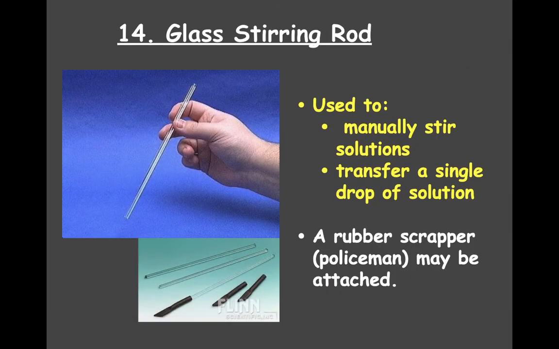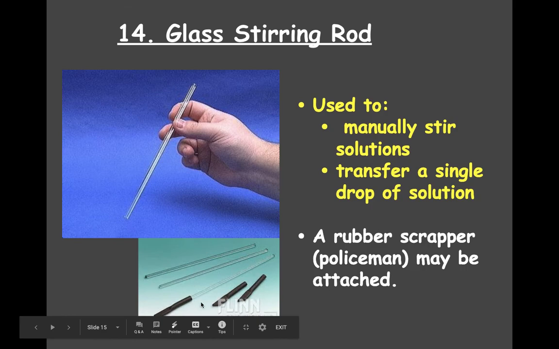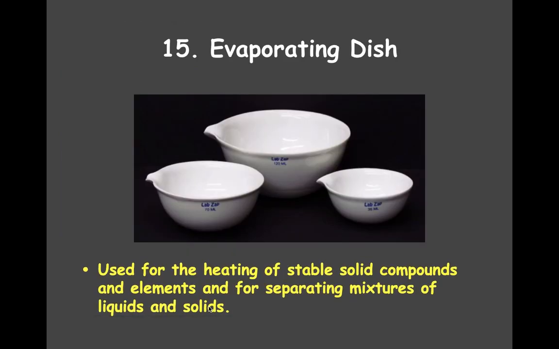Next we have a glass stirring rod. You want to use it to manually stir solutions or transfer a single drop of a solution. You never want to use your pencil or pen for a stirring rod. You want to use the stirring rods because you know your pencils or pens, you chew on the ends. This is much more safe. Sometimes a rubber scraper is also at the ends just to help you clean off the bottoms. Another piece of glassware is an evaporating dish. This is also used for heating of stable solid compounds and elements and for separating mixtures of liquids and solids.